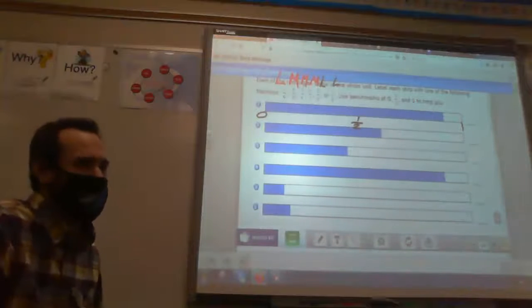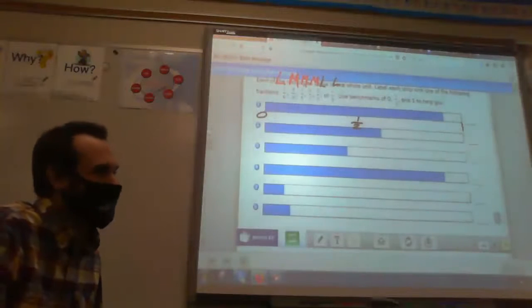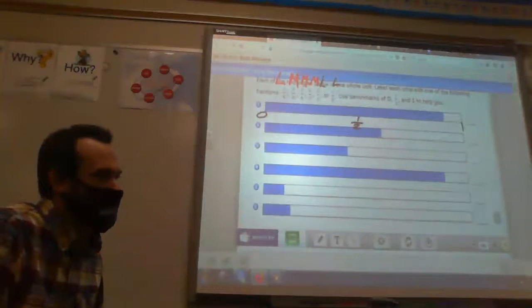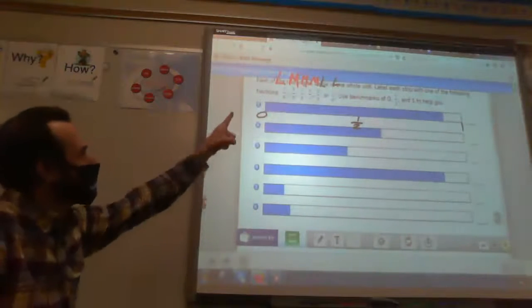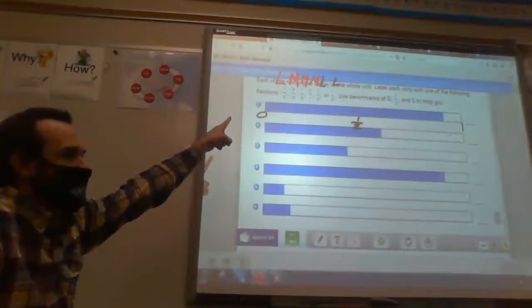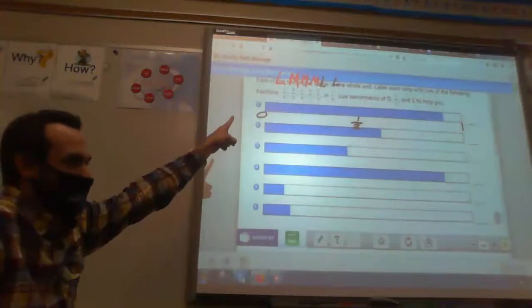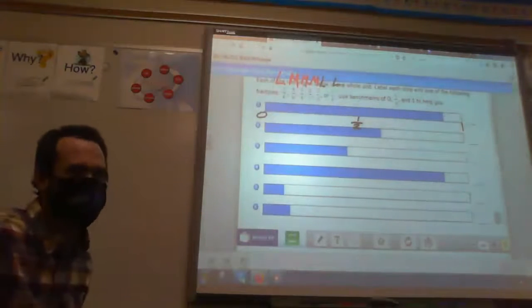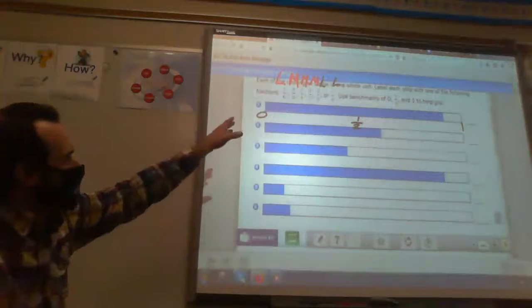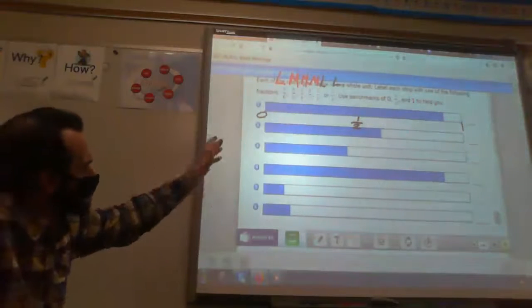Is 1/10 close to a half or a long way away from a half? Long way away because it's only one piece. How many pieces if I had 1/10 do I need to get to a half? I need 5 total, so I need how many more? 4.